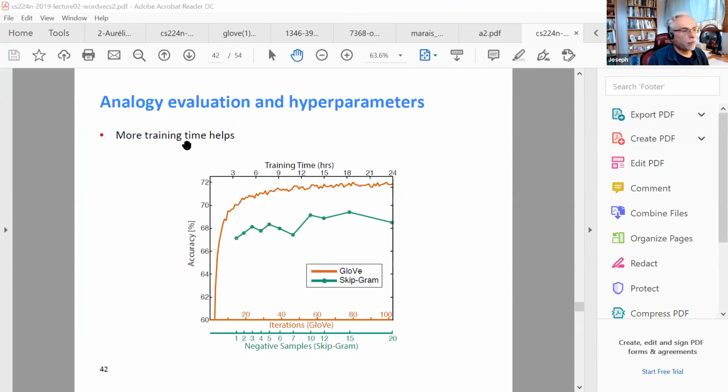And then here's another graph that stands out on analogy evaluation. They showed that GloVe is way superior to this Word2Vec skip-gram method that we introduced in the first lecture.